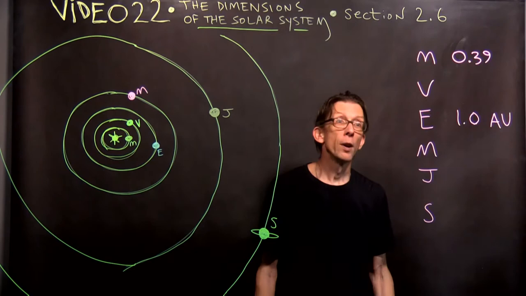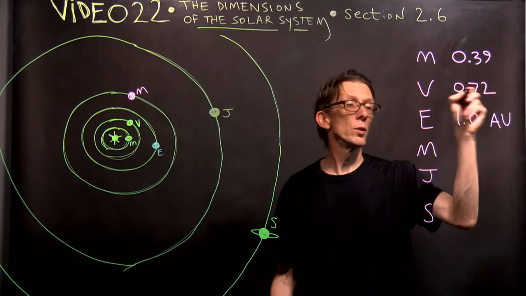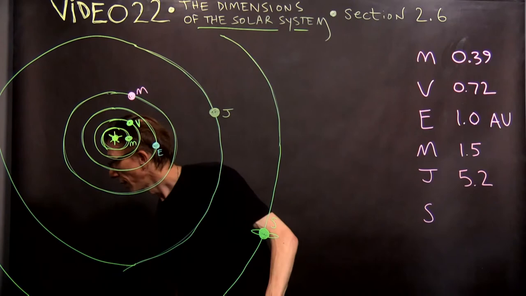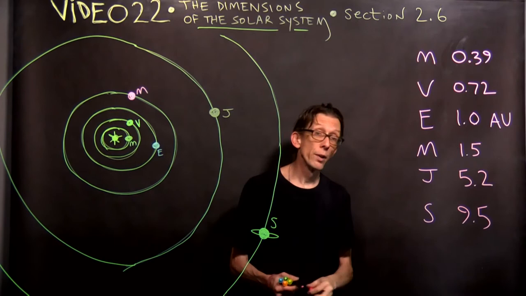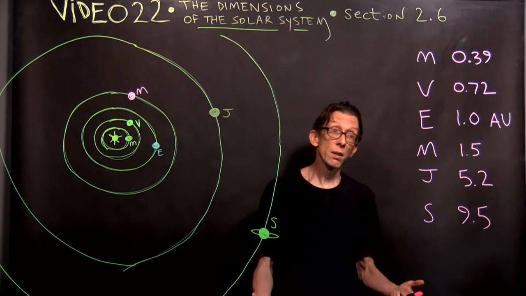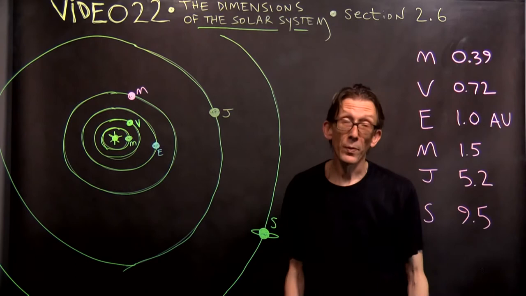For Venus, I think it's 0.72. For Mars, it's 1.5. For Jupiter, it's 5.2. And for Saturn, it's 9.5. So on average, Saturn is 9.5 times further away from the Sun than the Earth is. Mars is 1.5 times further away than the Earth is. Okay? So this is what we learn from Kepler's laws. By applying those laws and making observations of the sky, we can learn this.